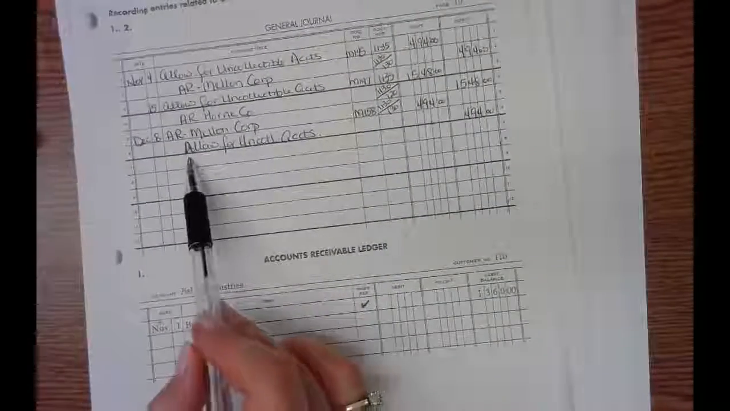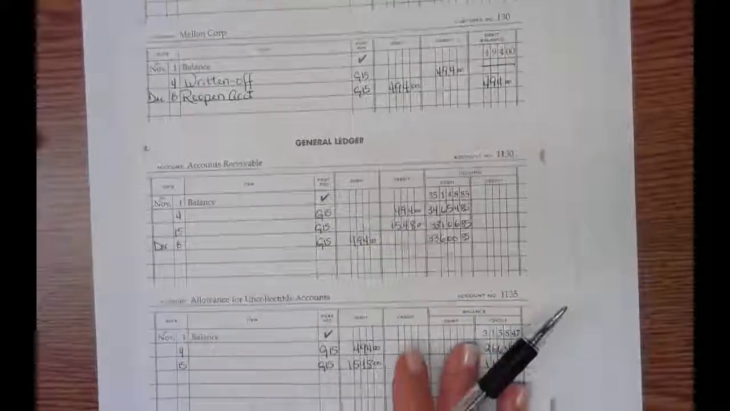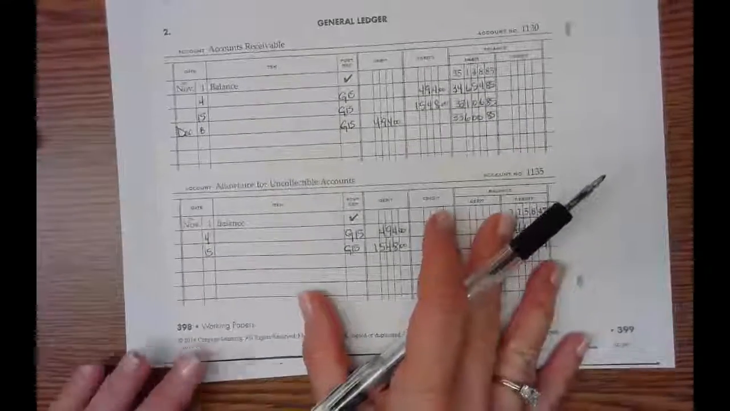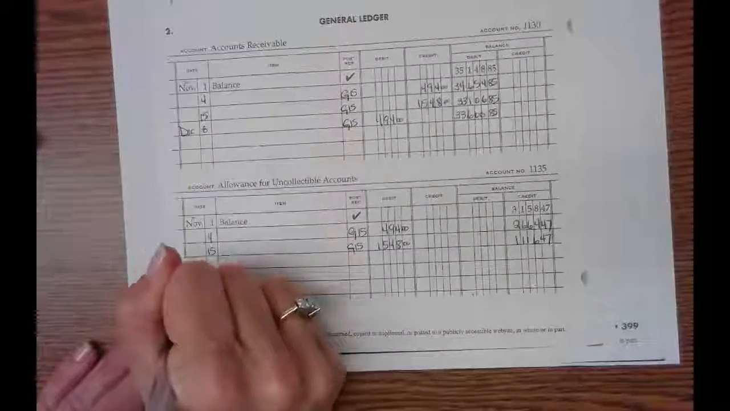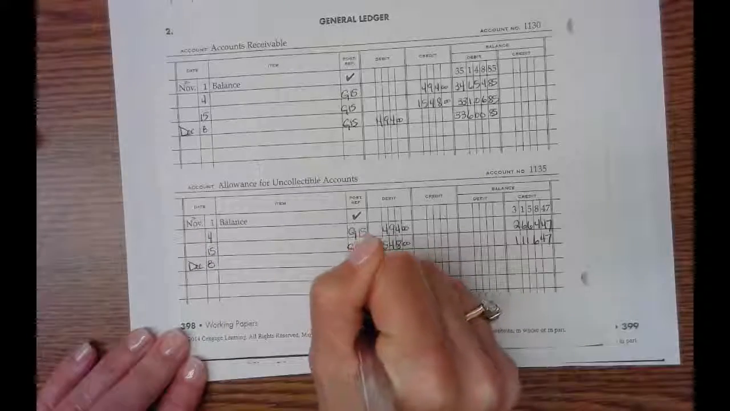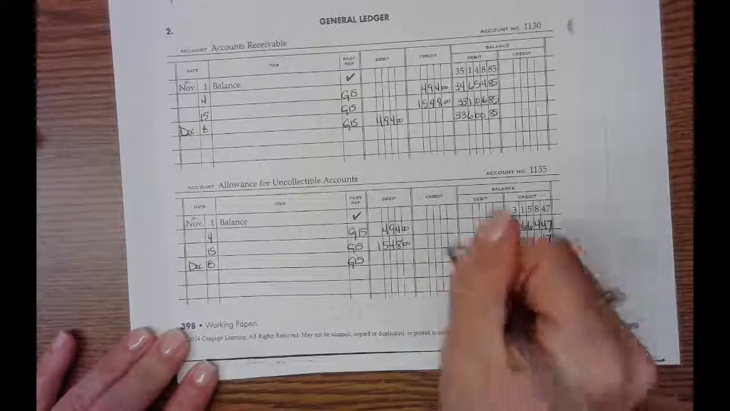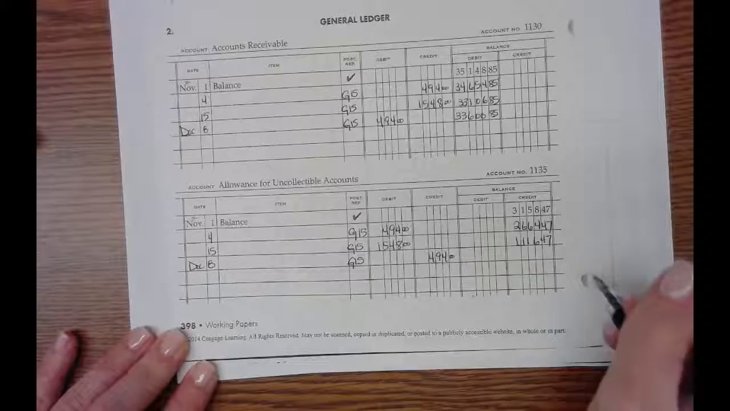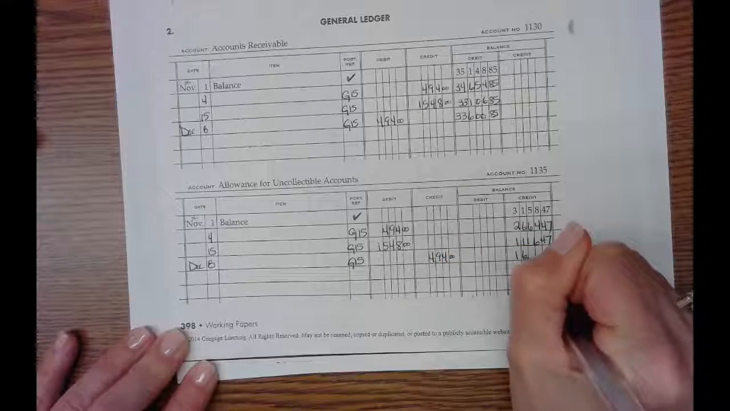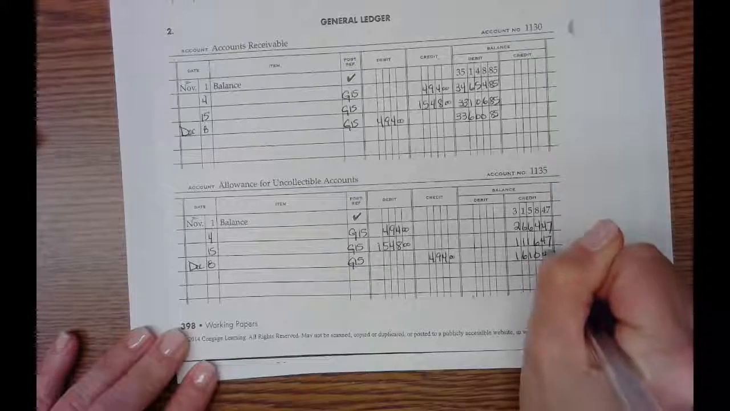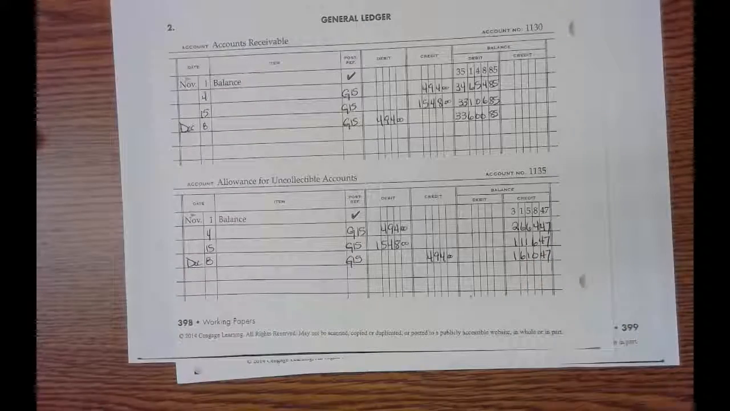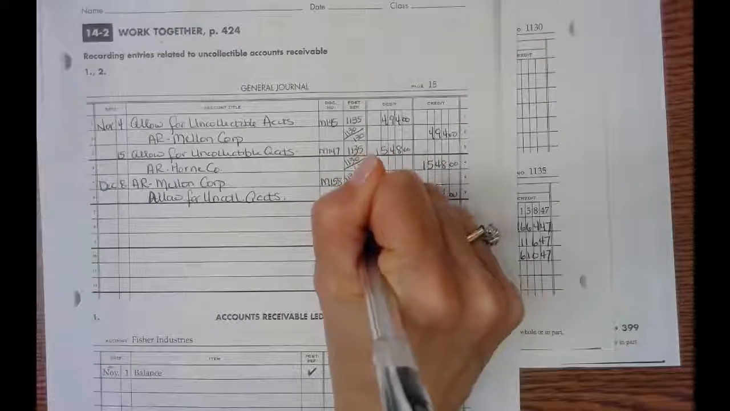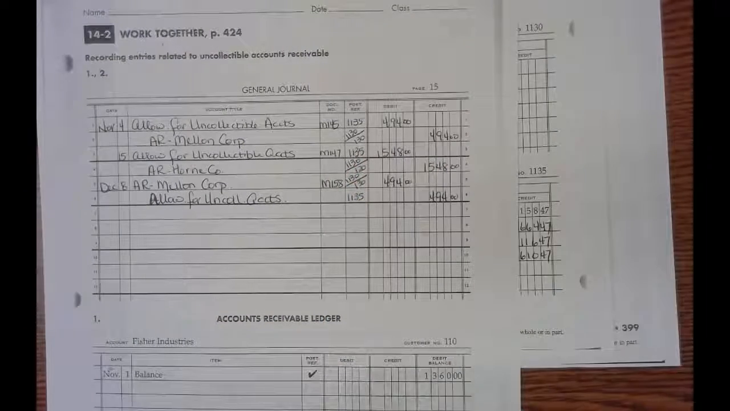And lastly, we're going to credit allowance for uncollectible accounts, and that's down here. December 8th, G15, credit for $494. And we add, we get $1,610.47. We take account number 1135 and we put it back here. So that was the first part.